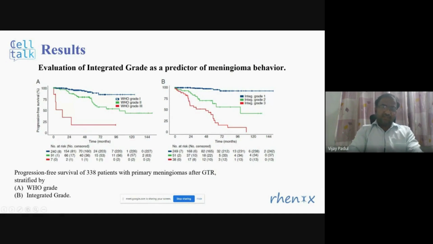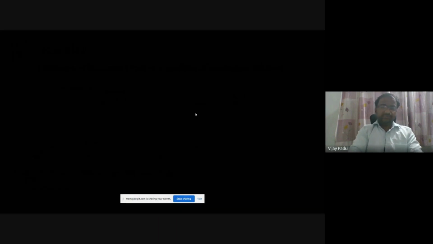So as you can see, this progression-free survival analysis shows WHO grade 1, grade 2 and grade 3, and this is the time to recurrence up to 144 months. As you can see, the grade 3 are having more quick recurrence as compared to grade 1 and grade 2. Same is seen here, but as you can see, there are multiple grade 3 that were getting reclassified also. So this shows better recurrence prediction or outcome in the integrated grade.